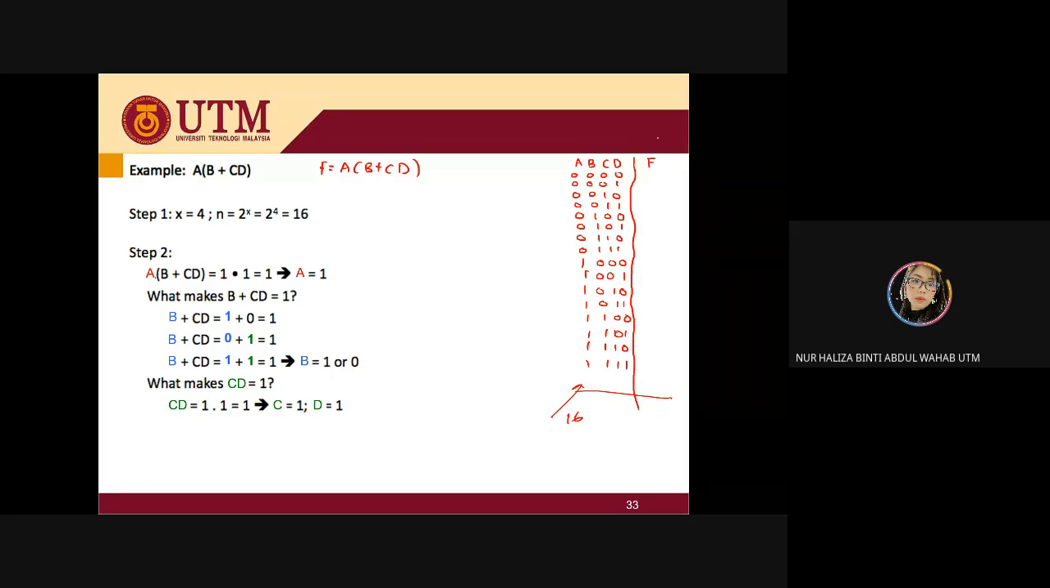And what is my output? So the first step you have already done. You have 16 and you already drew the truth table for the inputs and also the output.